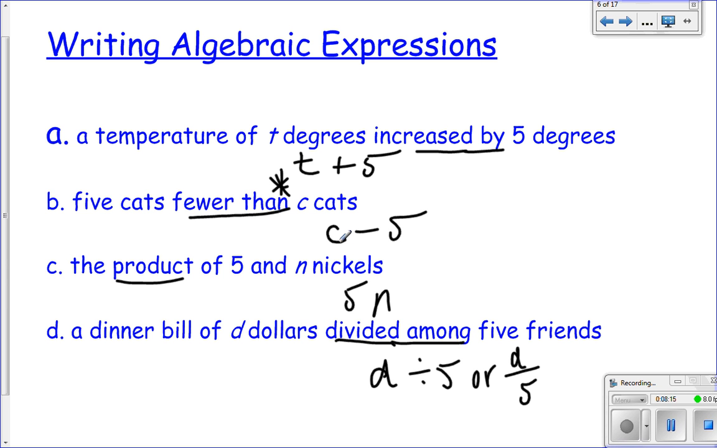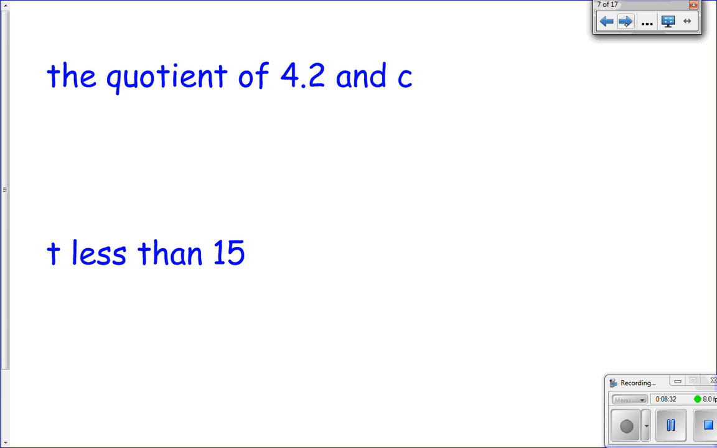The product of 5 and n nickels. The product means multiply, so 5 times n. Always put the number first. A dinner bill of D dollars divided among 5 friends. So D divided by 5, or you can use the fraction bar. Try 2 more on your own. Again, now would be a good time to press pause.